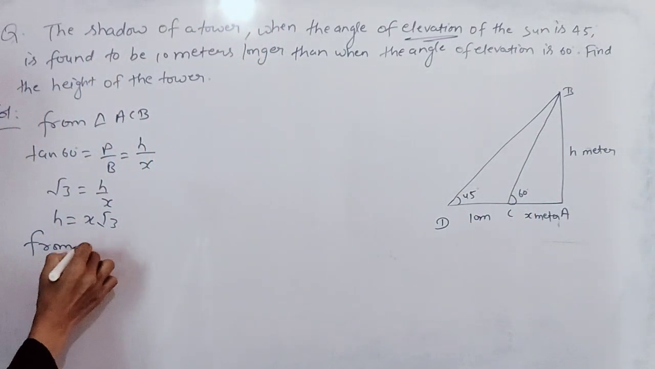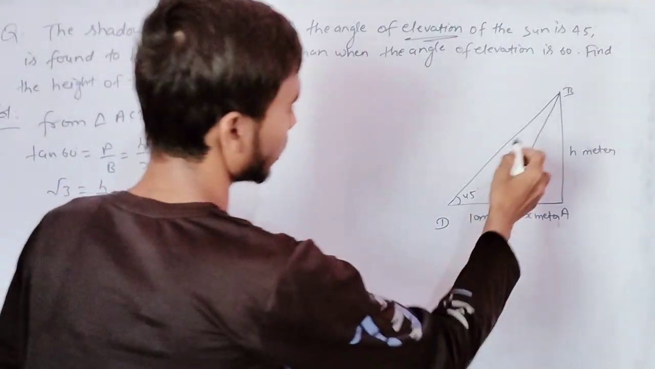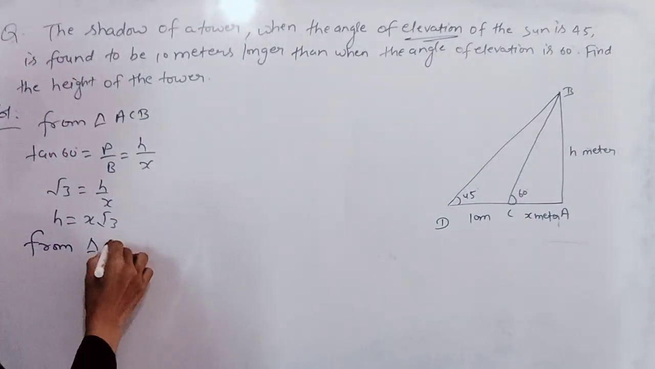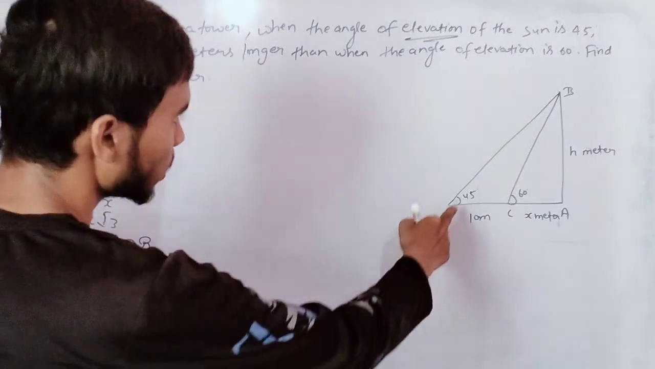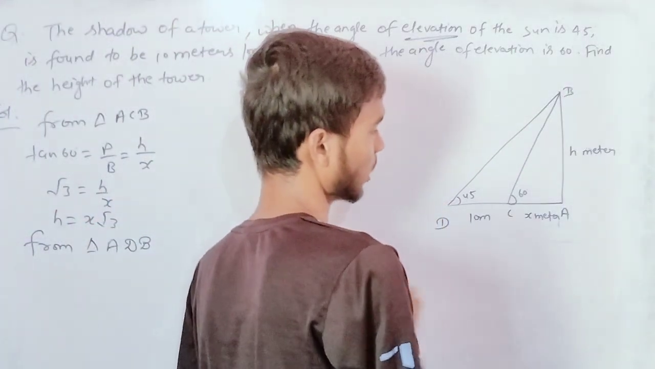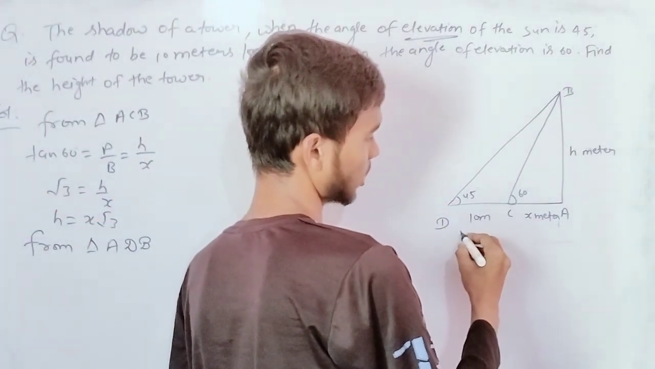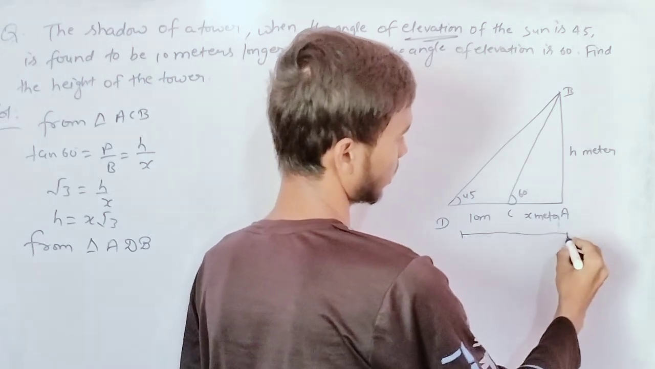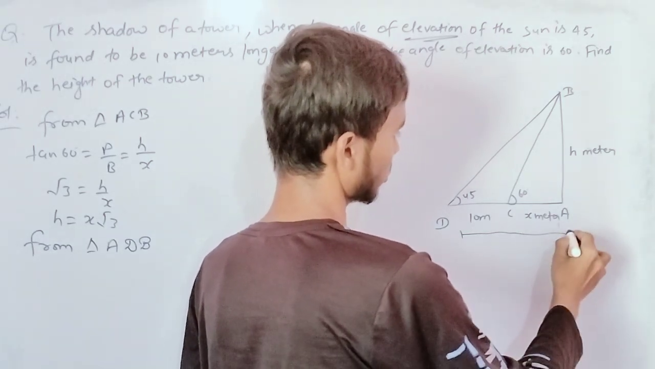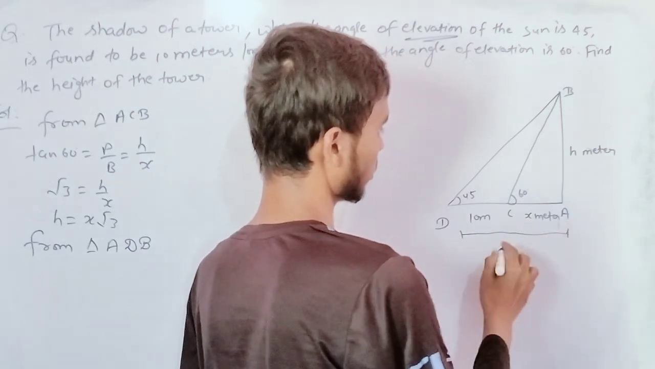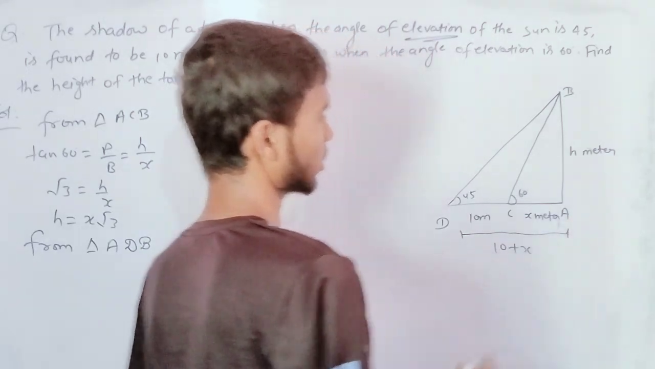From triangle ADB, according to this theta, we know that from here to here is how much? It is 10 plus x. Clear? 10 plus x.